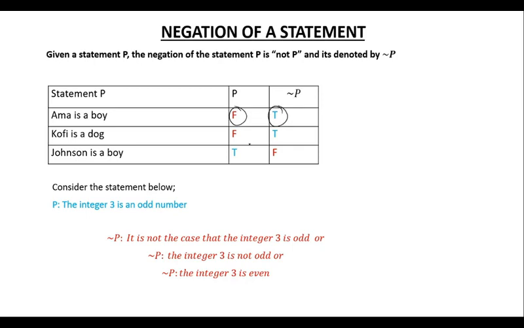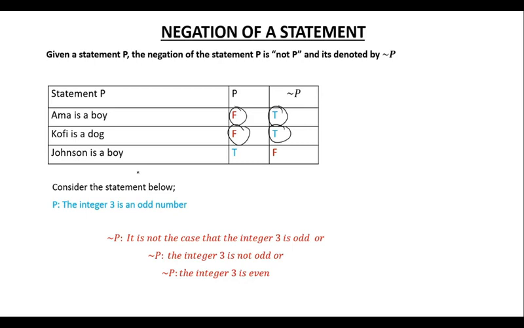Kofi is a dog. Is Kofi a dog? No. So it means the truth value of this statement is false. But once we negate the false statement, it becomes a true statement. So it means the negation of P for this example is telling us that Kofi is not a dog. Now, Johnson is a boy.